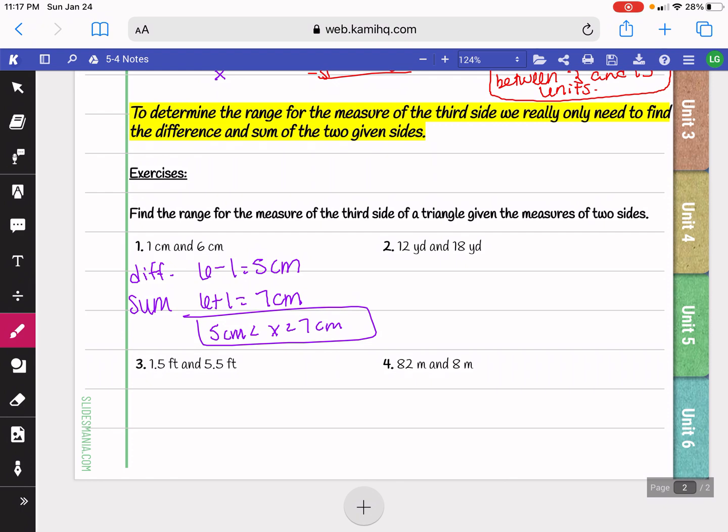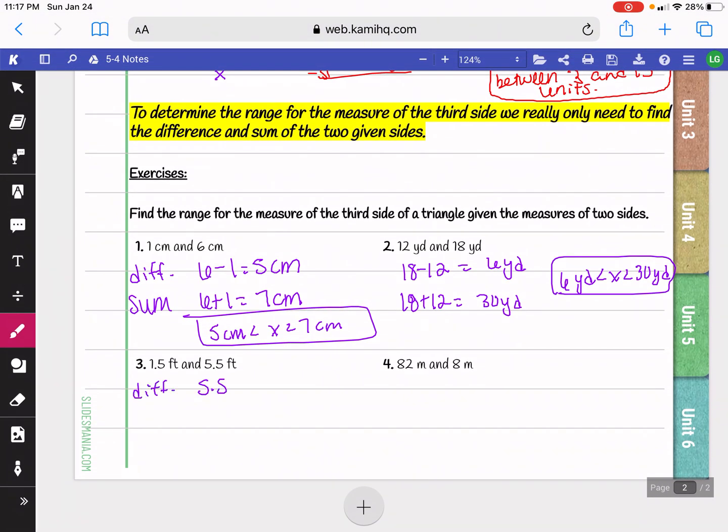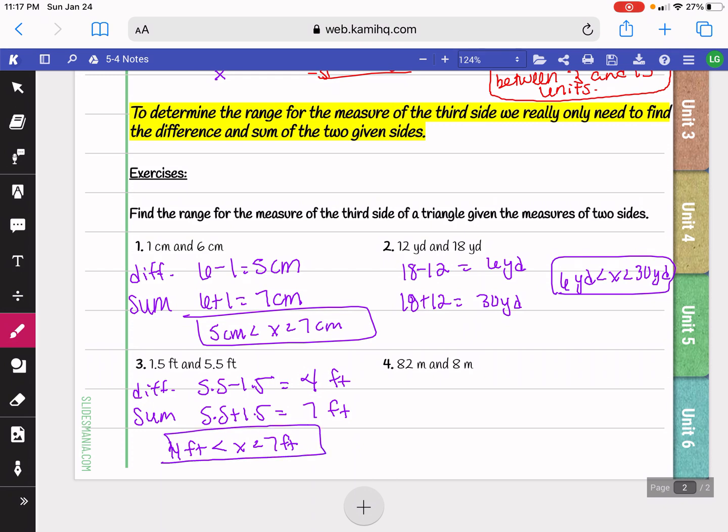For number 2, if I take the difference, 18 minus 12 is 6 yards, and 18 plus 12 is 30 yards. So my range would be between 6 yards and 30 yards. The next one, again, I'm going to take my difference. So 5.5 minus 1.5 would equal 4 feet. And then my sum would be 5.5 plus 1.5, which would be 7 feet. So for this triangle, the range for the third side would be between 4 feet and 7 feet. Again, you're using those less than symbols.